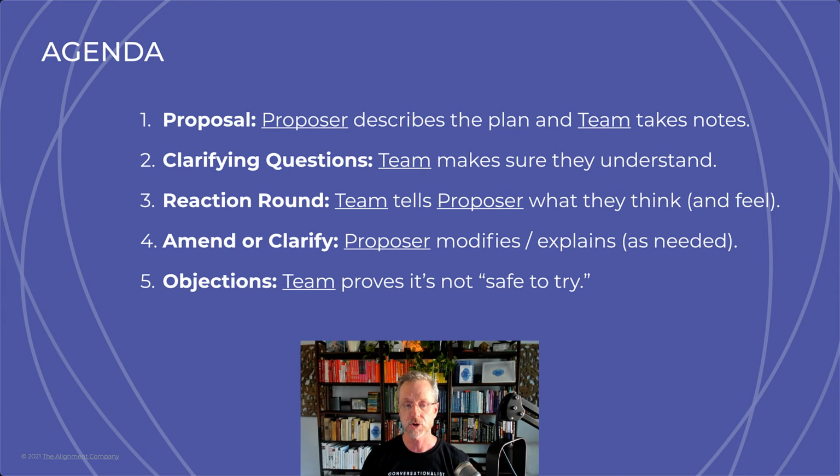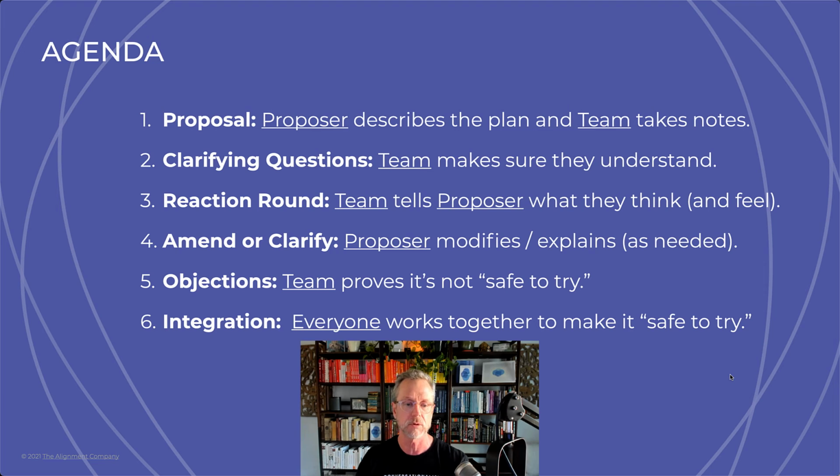Finally, we go to the objection round where the team says, is it safe to try or is it not safe to try? Not safe to try means that it's maybe illegal, immoral, puts the company at undue risk financially, or there's too much opportunity cost. There's a variety of reasons, but it's really on the team to prove that it's not safe to try. If they don't prove it's not safe to try, the proposal just passes on through. So yes is the default in this model rather than no being the default, if that makes sense. In consensus, no is the default. In consent, yes is the default. So we have to stop action if we don't want it to move forward.